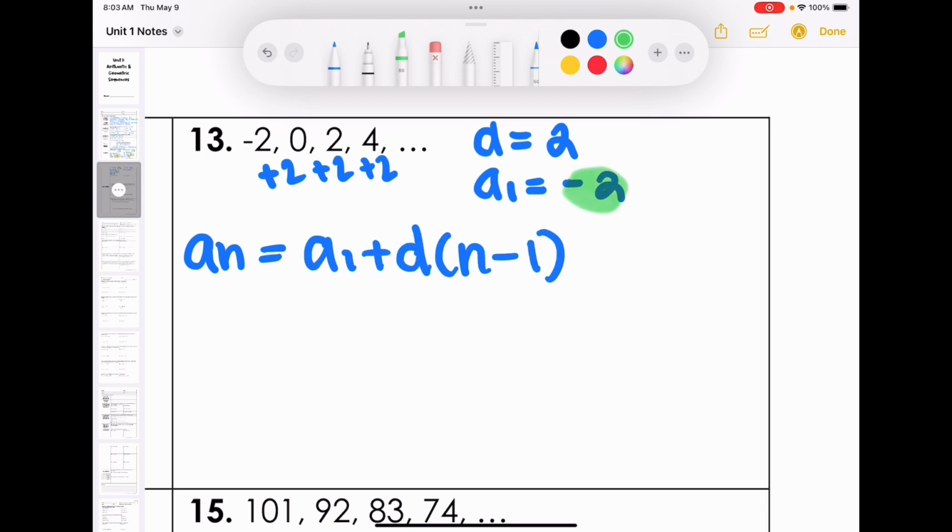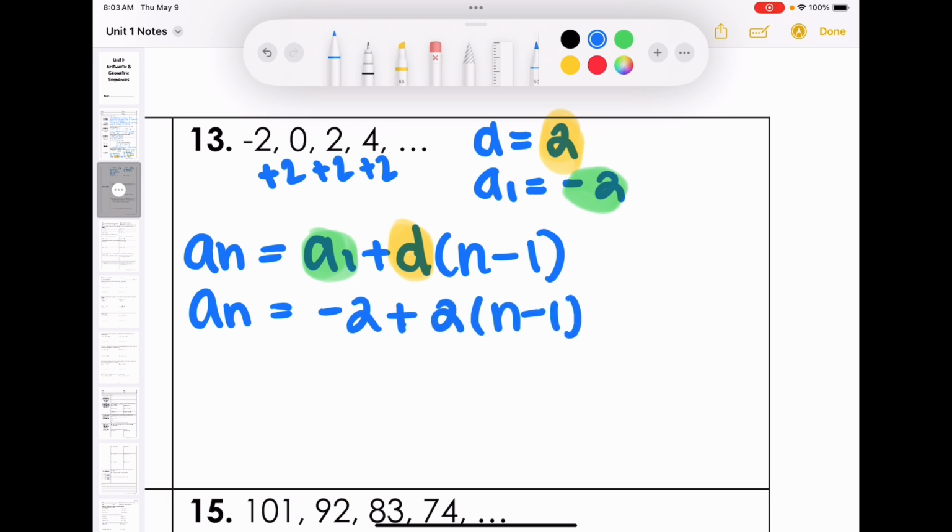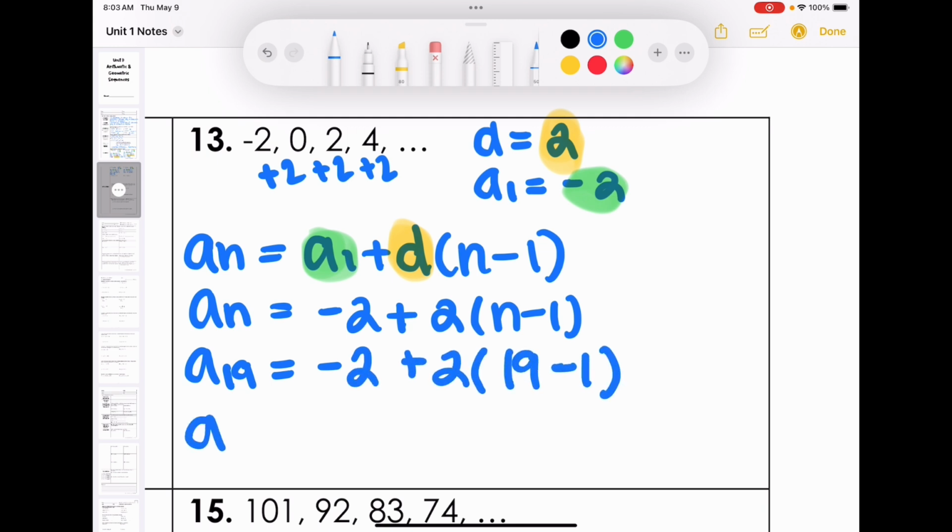So I'm going to plug in negative 2 for A1, and I'm going to plug in 2 for D. Then I'm trying to find the 19th term. So wherever there's an N, I'm going to put the number 19. And when I type that in my calculator, that's going to give me 34.